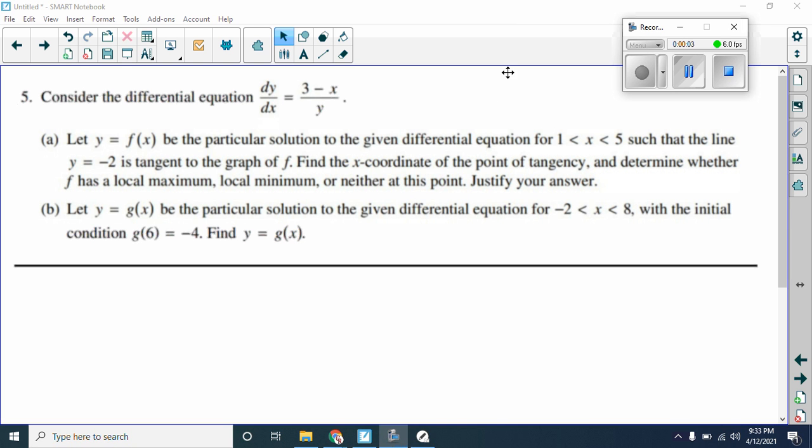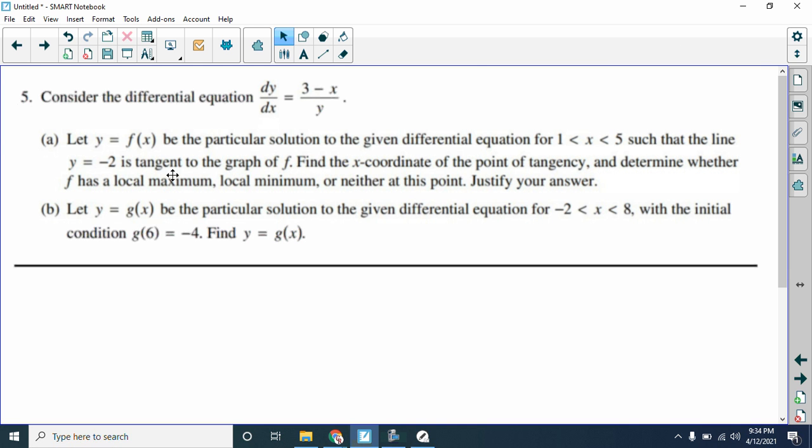AP problem number 5 on the study guide gives us a differential equation. Part A says let y equal f of x be the particular solution to the given differential equation such that y equals -2 is tangent to the graph of f. We are asked to find the x-coordinate of the point of tangency and determine whether that's a local max, a local min, or neither one.